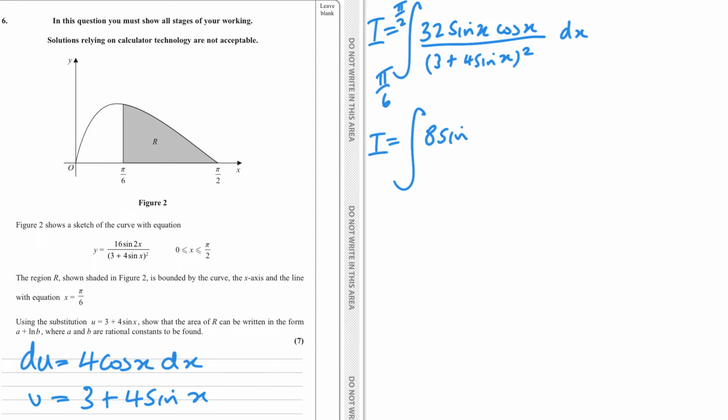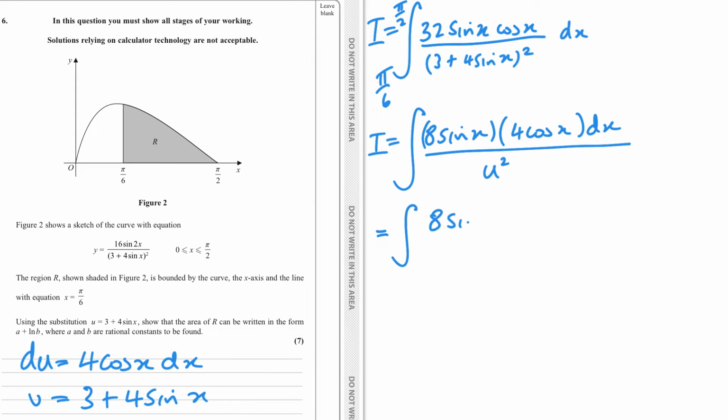8 sine x multiplied by 4 cos x dx. And then on the bottom we know that's just u squared. Does that make sense? So 4 times 8 is my 32 sine x cos x, and the dx. Now the 4 cos x dx here is du. So now what we've got is 8 sine x, and that's a du over u squared.